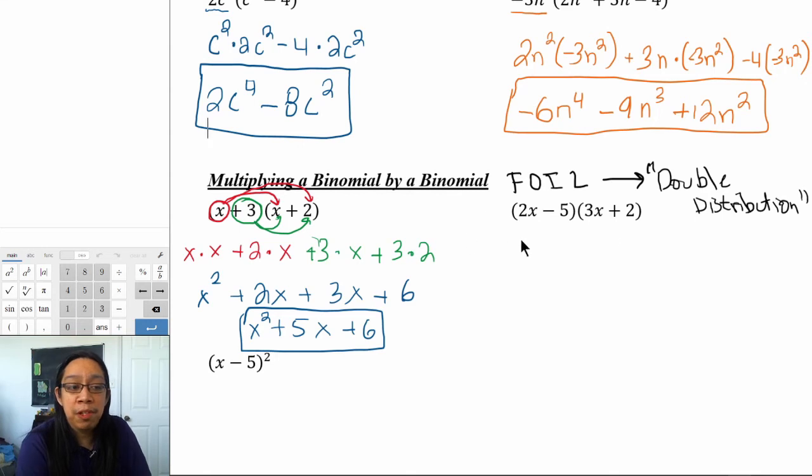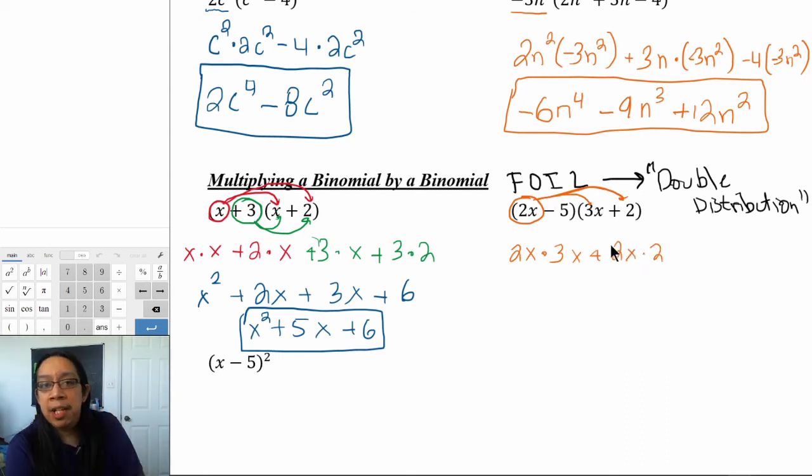Let's go ahead and do it with 2x minus 5 and 3x plus 2. So let's take this 2x and multiply it to the 3x and multiply it to the 2, okay? So 2x and 3x, I'm just going to write that out just to help us visualize what we're multiplying by, especially if we're doing FOIL. 2x times 2. And we got the first half of our answer.